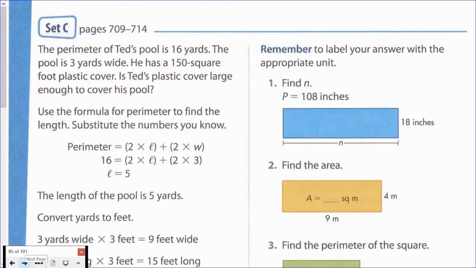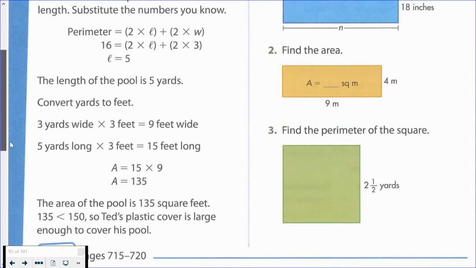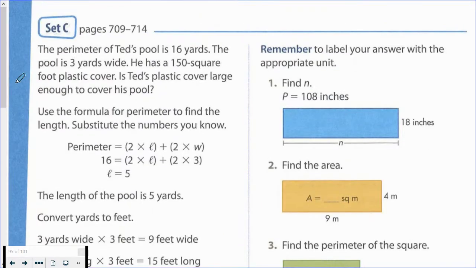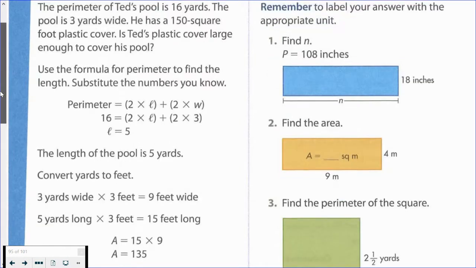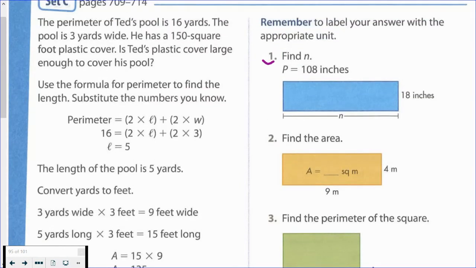When you get to set C, it's all about perimeter and area. Okay, so you're going to need to remember the perimeter and area formulas. If you don't remember them, it might be a good idea to jot these down on a sticky note. So perimeter is length plus width plus length plus width. Area is length times width. So just like we've done in our math book, you're going to try and solve numbers 1, 2, and 3. Let's work together, though, on number 1, okay?